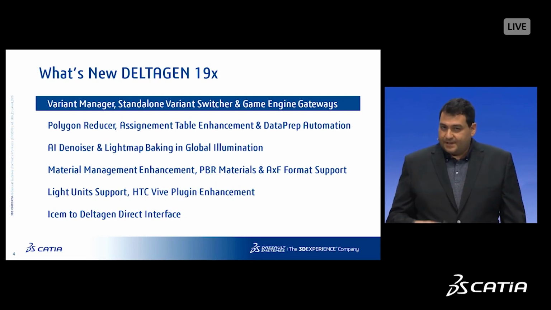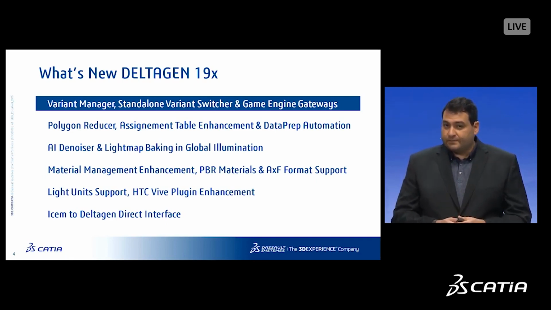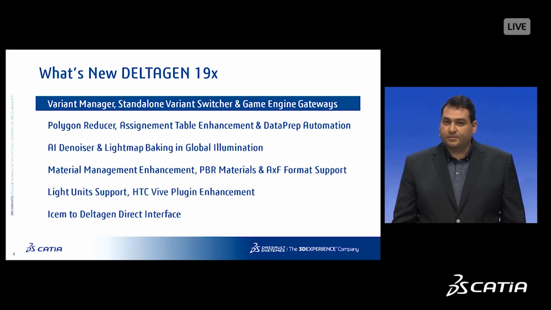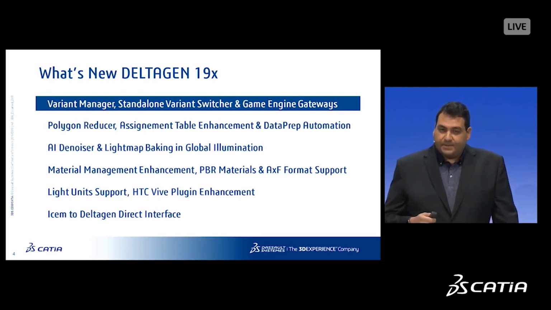Then I will explain you what we have enhanced on the data preparation side, on polygon reduction features, and also on the new assignment table, which is now more complete. And also how to do complete and complex data prep automation. Then I will talk about the new artificial intelligence denoiser from NVIDIA, which is now integrated inside Stellar Global Illumination. And also we can now compute Lightmap back shadow inside Stellar.